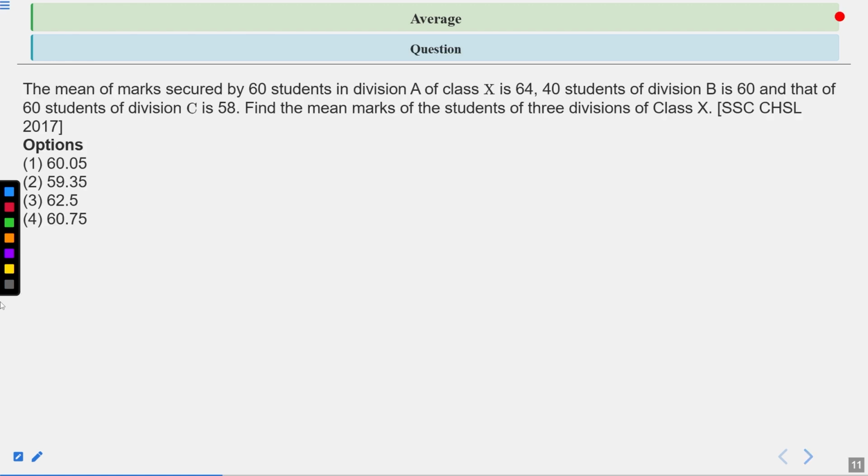The mean of marks secured by 60 students in division A of class 10th is 64. 40 students of division B have a mean of 60, and that of 60 students in division C is 58. Find the mean mark of the students of all three divisions of class 10th. This question was asked in the SSC CHSL exam in 2017. There are four options. First is 60.05, second is 59.35, third is 62.5, and fourth is 60.75.